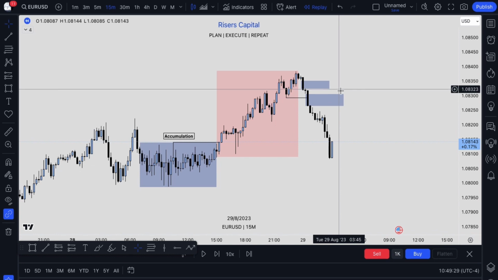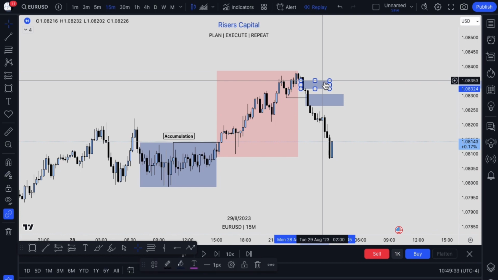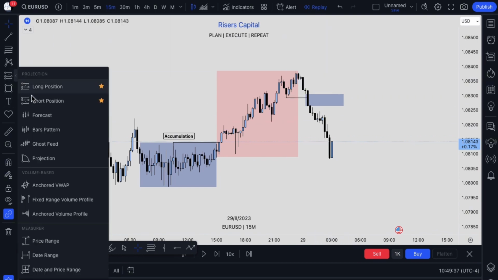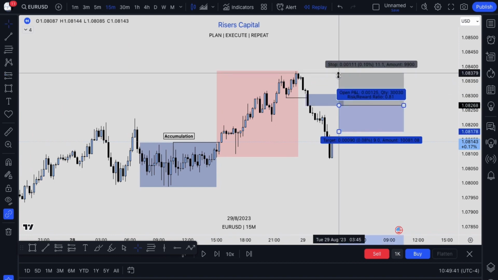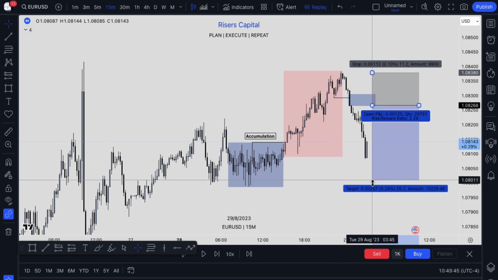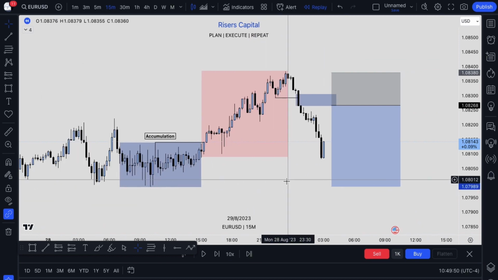However, if it does, it doesn't matter because I'm going to put my stop loss at this high, holding it accountable for this fair value gap. Okay, so I'm going to go short at this fair value gap, put my stop loss at this high, and then my take profit will be at this consolidation low, so the low of the accumulation.